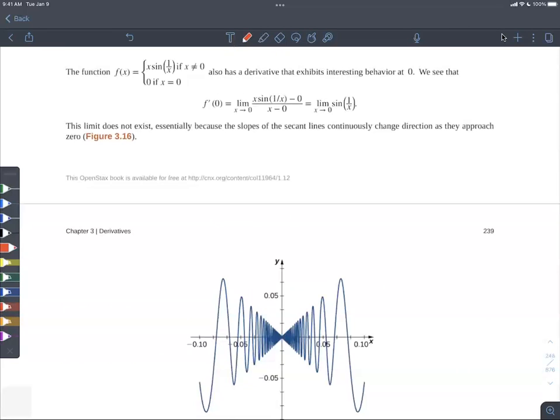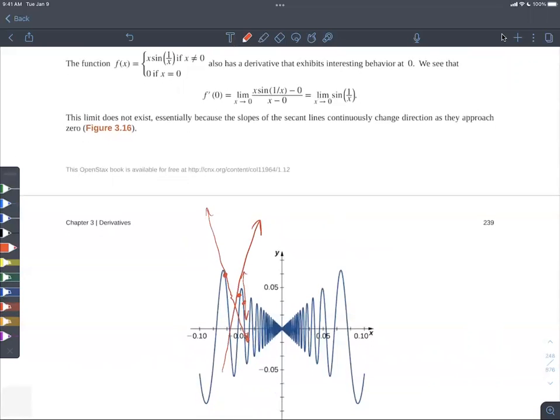You can see that this function is oscillating back and forth. If you look at the tangent line for a single x value, the tangent line is negative. But then as you get closer to x equals 0, now the tangent line has a positive slope. You get closer and closer and it's going to oscillate back and forth. This limit is not approaching a single value. It oscillates back and forth between positive and negative values. So this limit does not exist. Therefore, we say that this function is not differentiable at x equals 0.